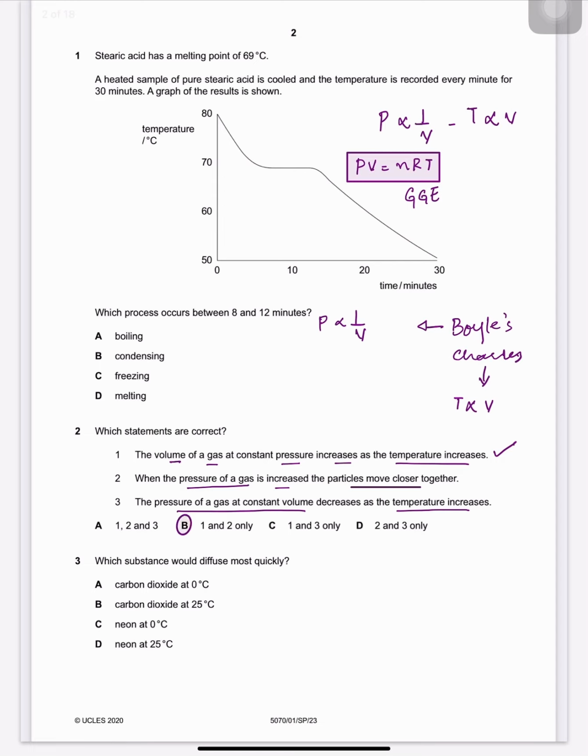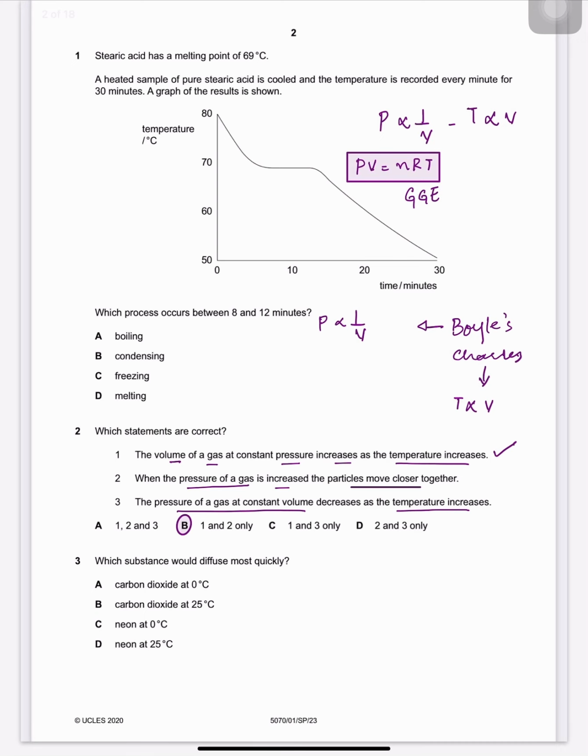Guys, there is no need to keep the equation PV equals nRT in your mind right now. I have just told you about Boyle's law and Charles's law. You should keep Boyle's law and Charles's law in your minds to solve some of the general, common sense questions here in chemistry. Okay, now we are talking about question number 3.